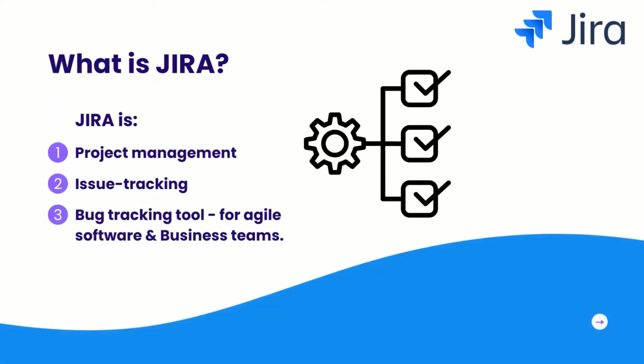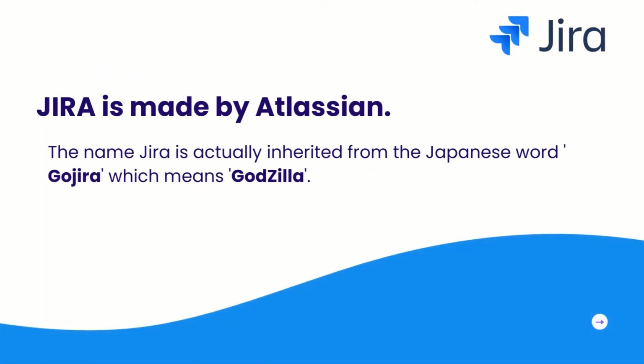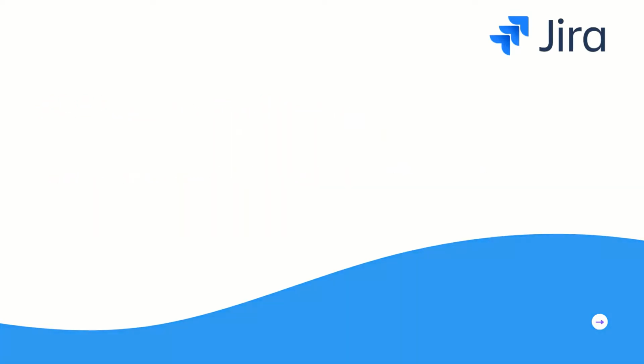Jira is a project management, issue tracking, and work tracking tool for agile software and business teams. Jira is made by a company called Atlassian. Atlassian is an Australian company, but now they have different offices in many other countries. The name Jira is actually inherited from a Japanese word, Gojira, which means Godzilla.